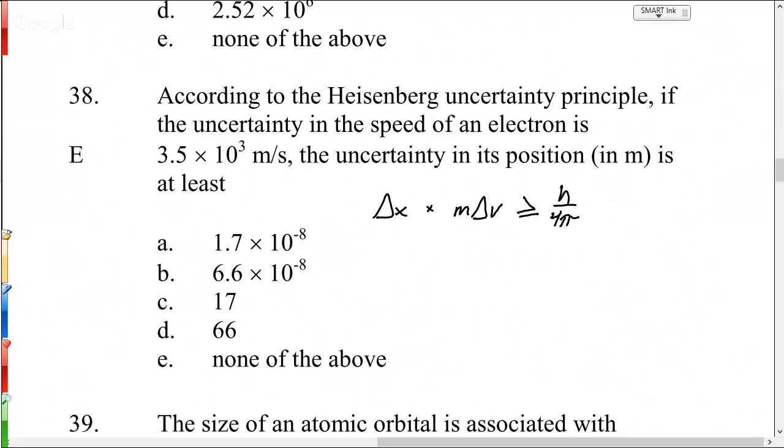The nice thing about these types of questions in this class is, it's not a calculus-based class, so we're not going to do all the really crazy math that's involved in quantum mechanics. So all the math stuff from this chapter is just plugging stuff into equations. These equations would be given to you on the exam, although they won't be named, so you'd have to know that this is the equation for the uncertainty principle. So if the uncertainty in the speed is 3.5 times 10 to the third, that means we're going to solve for x.